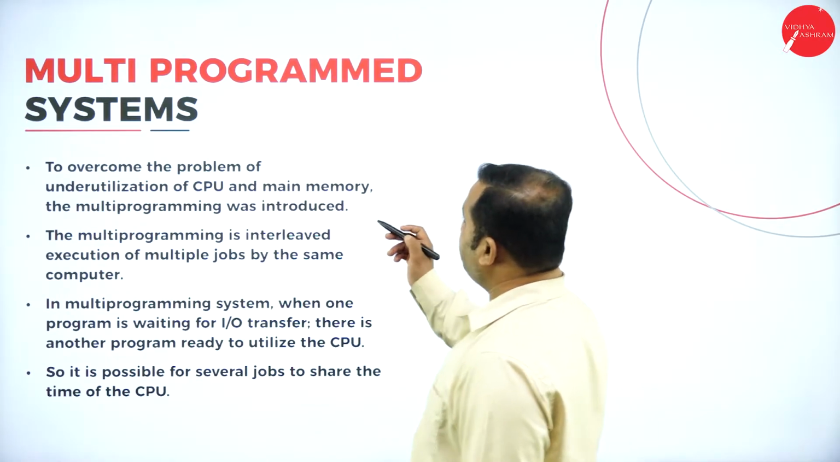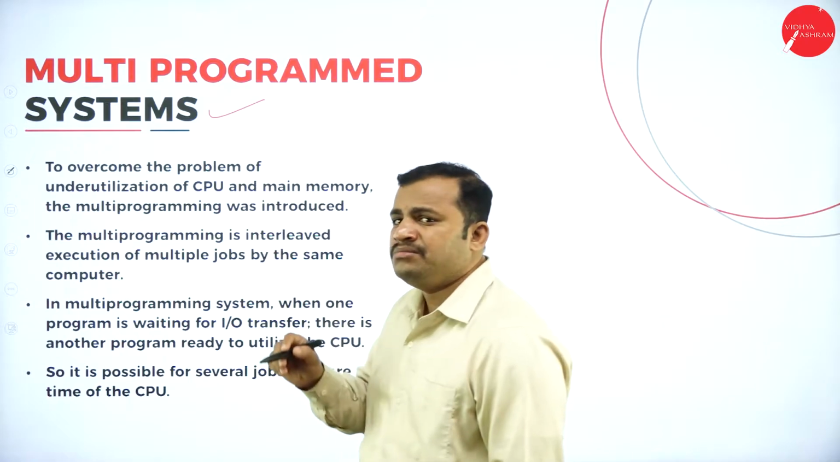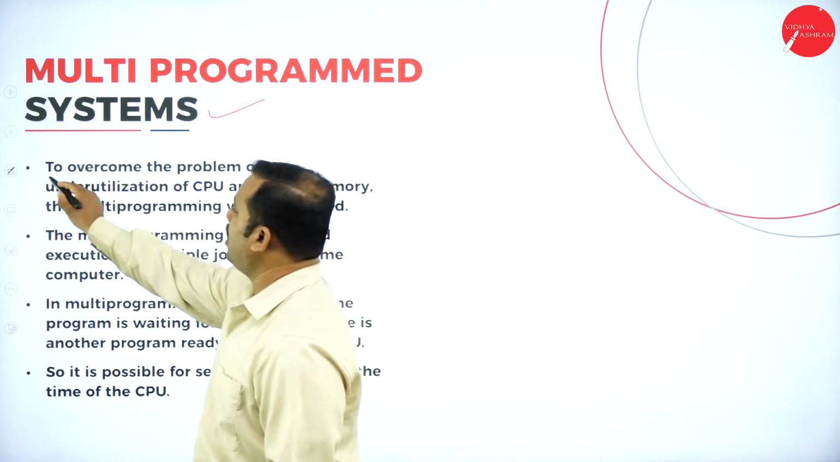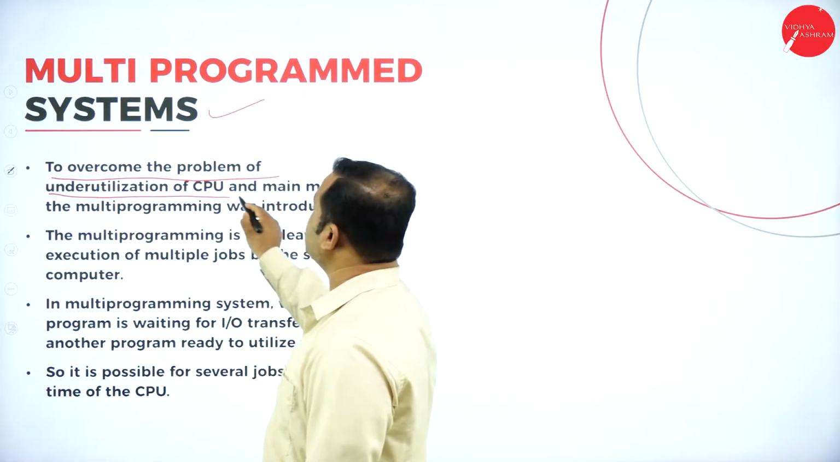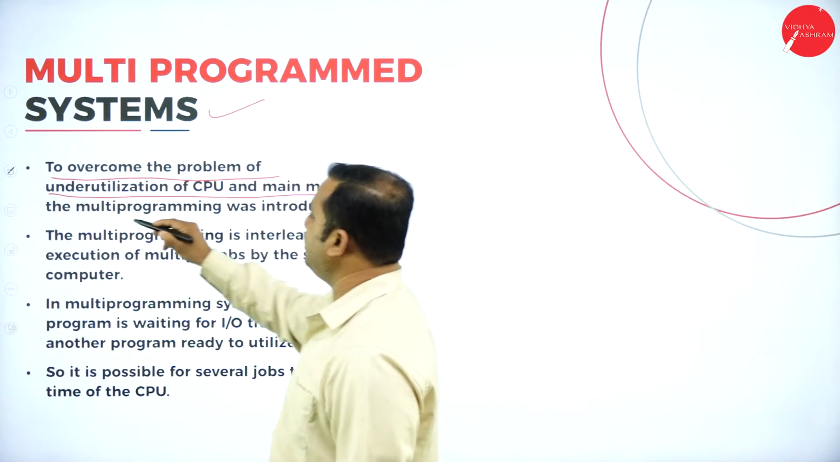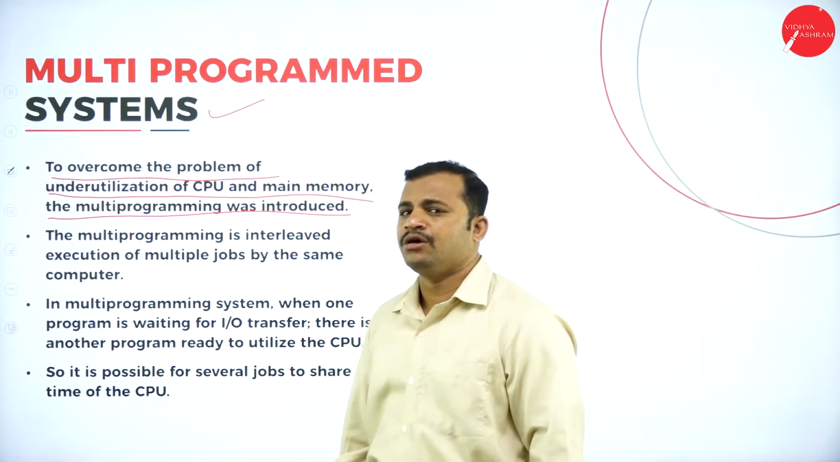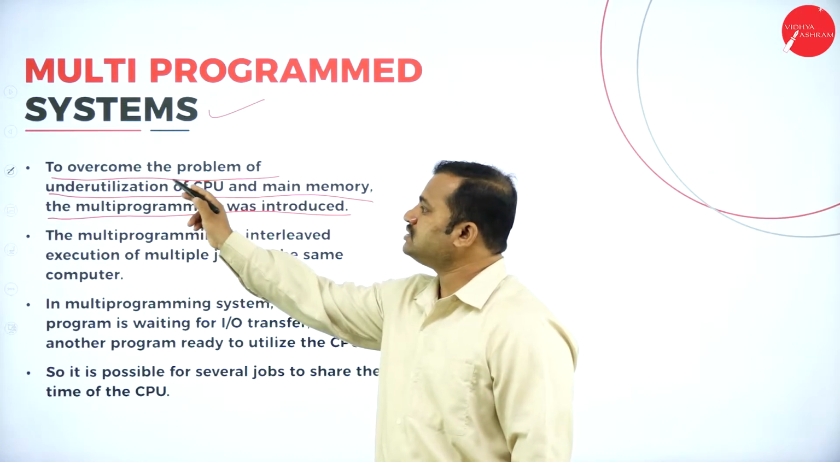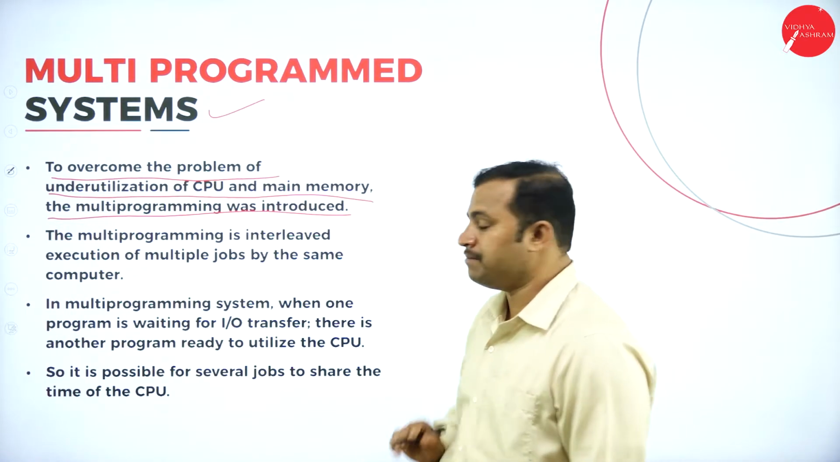Here, multi-programmed system indicates that to overcome the drawbacks, or the problems of underutilization of CPU and main memory, multi-programming was introduced. What is the meaning of underutilization of CPU? Let me explain with an example.